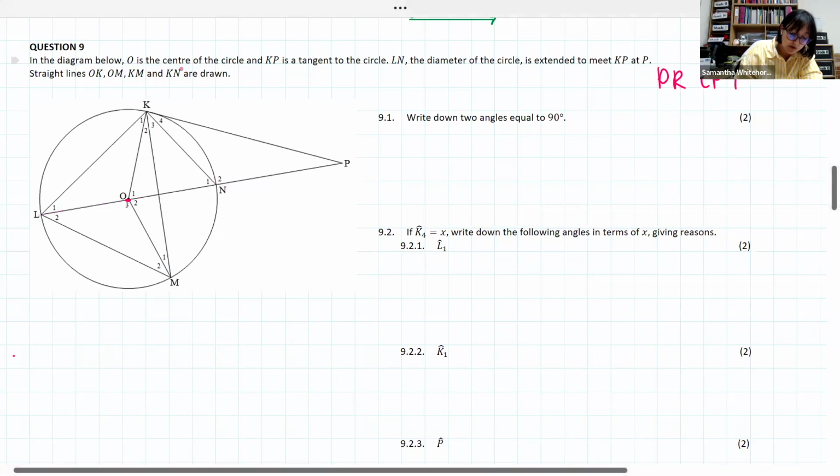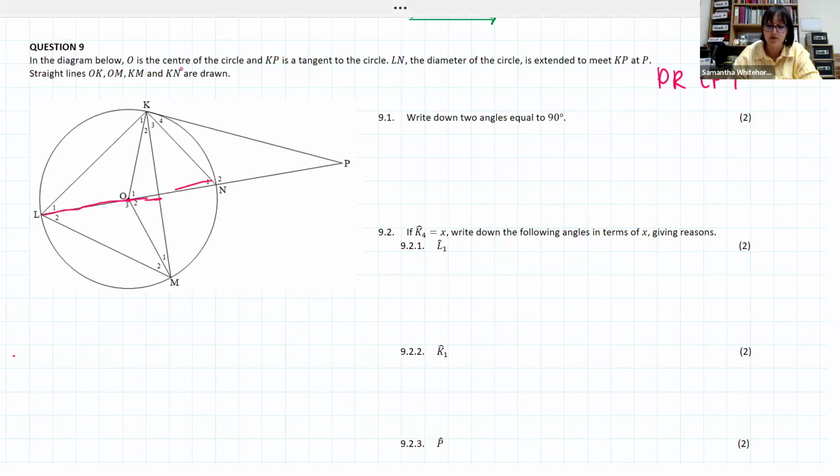Cool, apparently we're not going to do that for me. Okay, you know what I'm trying to do. LN is the diameter. I wish I understood.